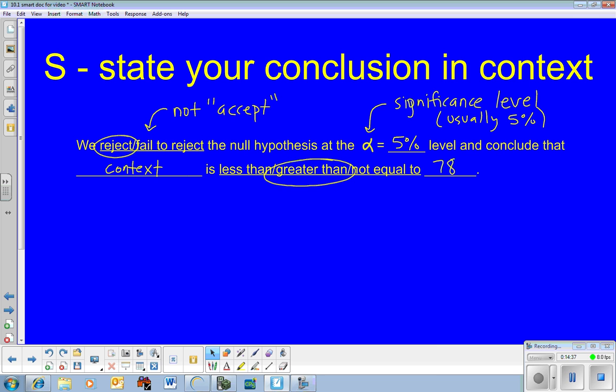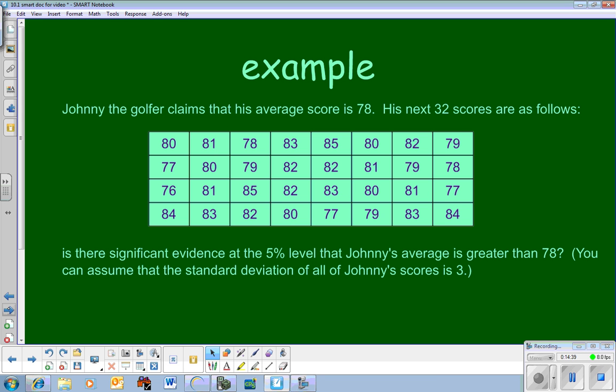So we're to an example. Johnny the golfer claims his average is 78. We actually watch him 32 times, and these are the scores he shoots. Now, just looking at those scores, you might think, okay, yeah, somebody whose average is 78 would have low 80s, high 70s. And we're going to test and see, is there evidence that Johnny's average is actually greater than 78. Not quite as good as he thinks. All right, so I'm going to get my calculator ready here. Pause for a moment.